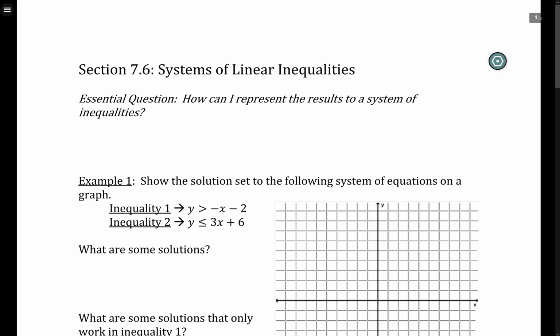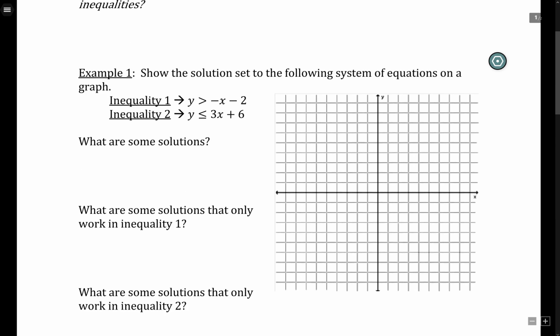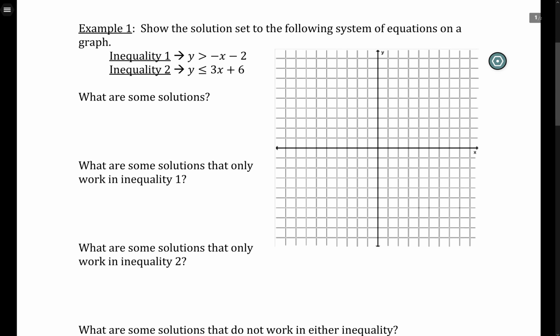This is the final section of the chapter, and all we're going to do is, instead of looking at systems of linear equations, we're going to look at systems of linear inequalities. And the essential question is just how can I represent these inequalities? And I'm going to be doing it on a graph. Now, before you freak out, let's just take a look at what we're doing today and how it relates to things we've done in the past.